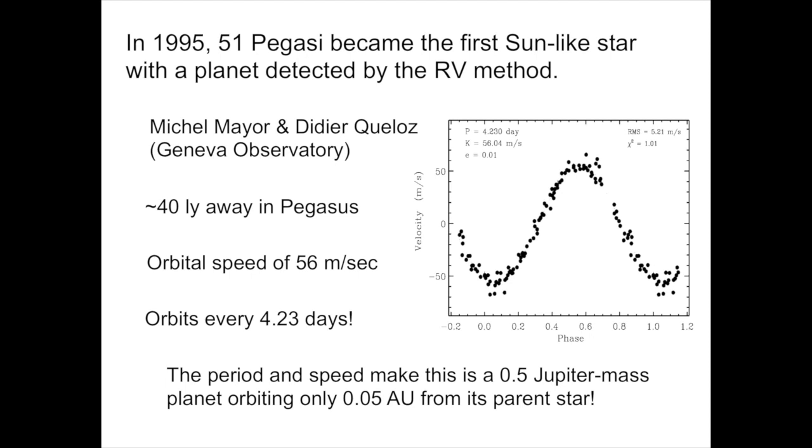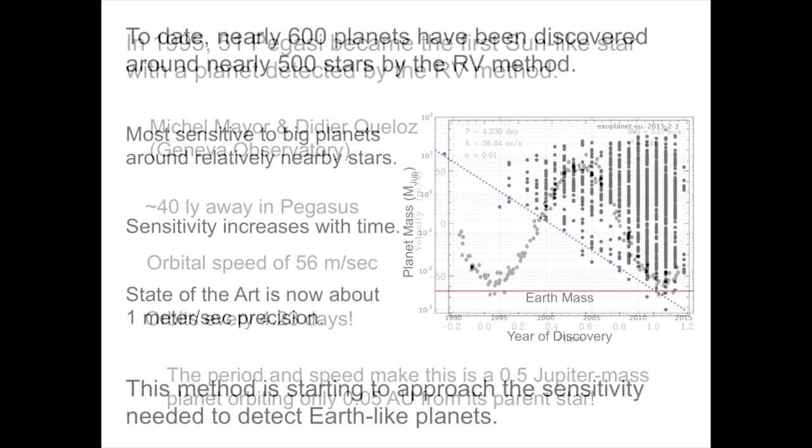This is a nearly Jupiter mass planet very, very close to its parent star. Remember that Mercury is 0.4 astronomical units away from the Sun; this planet is 8 times closer to a Sun-like star. This is quite a surprise, and it's a surprise we're going to say more about in the following lecture.